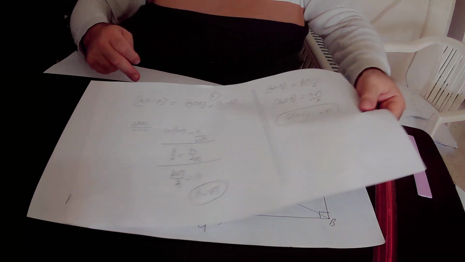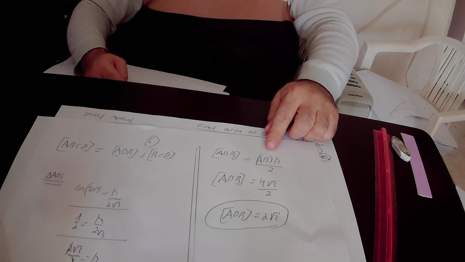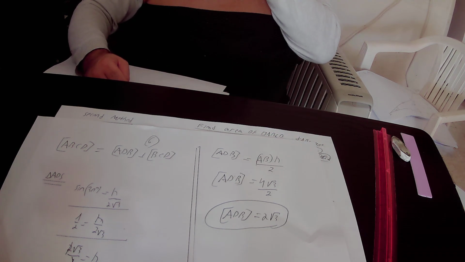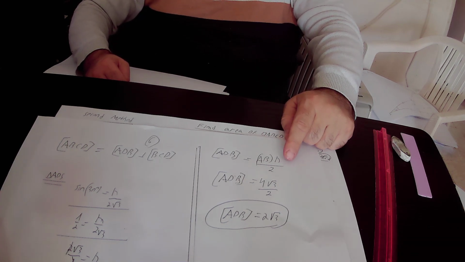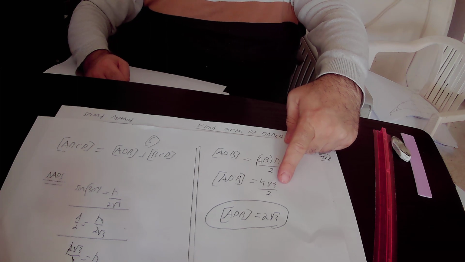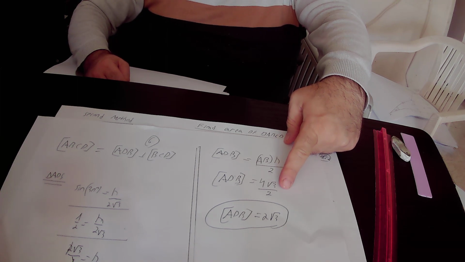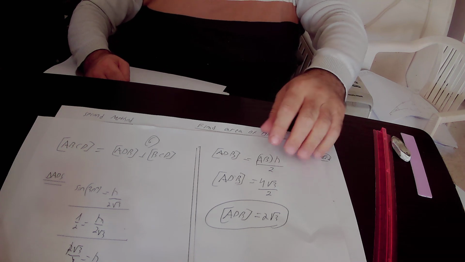Now it is very easy to calculate the area of triangle ADB. The area of triangle ADB equals the base of the triangle, that is AB, times the height over 2. The base AB equals 4 units, the height h equals square root of 3 units. So 4 times square root of 3 over 2 is the area of triangle ADB. 4 over 2 is 2, so the area of triangle ADB equals 2 times square root of 3 square units.